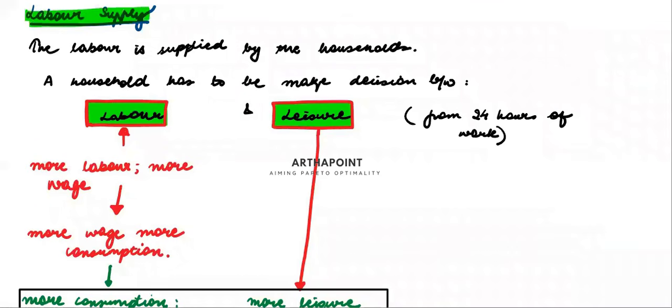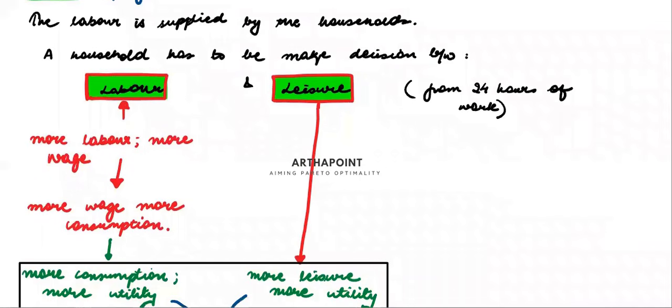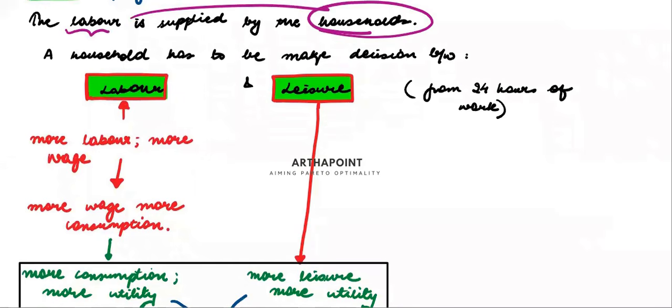Labor supply. Now let's go through the labor supply curve. So labor is supplied through whom? It is supplied by the household, right? And any household has to decide between two things.